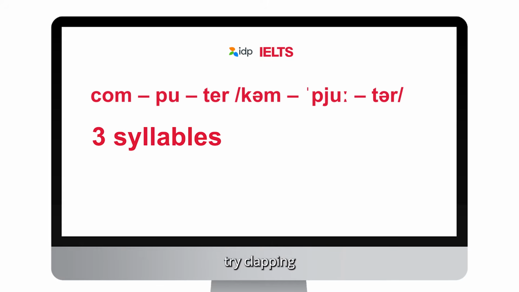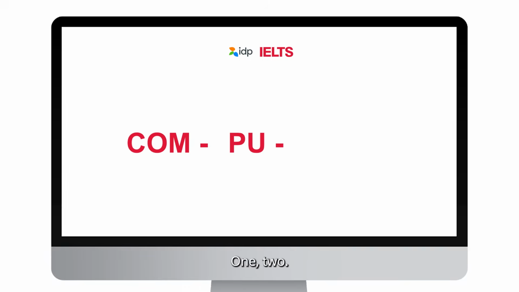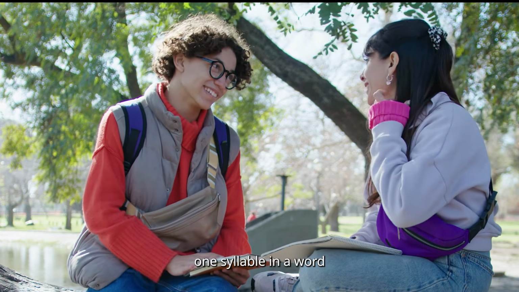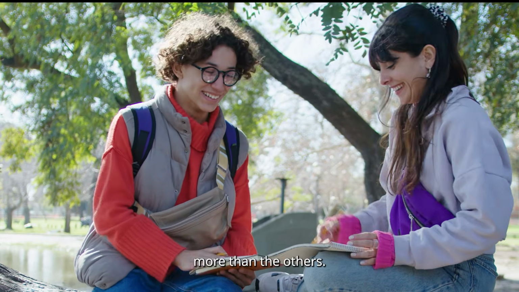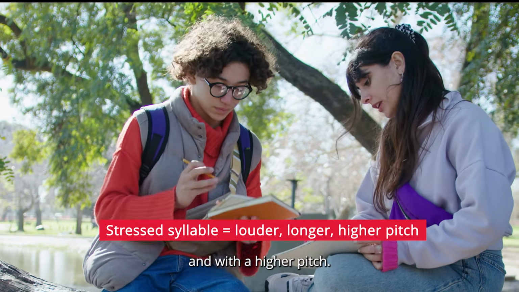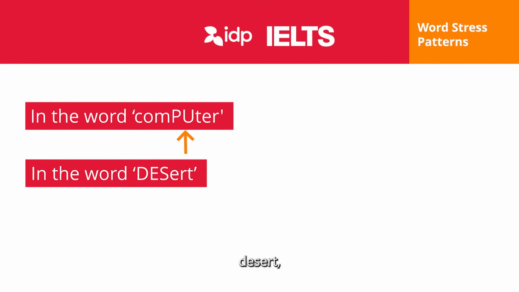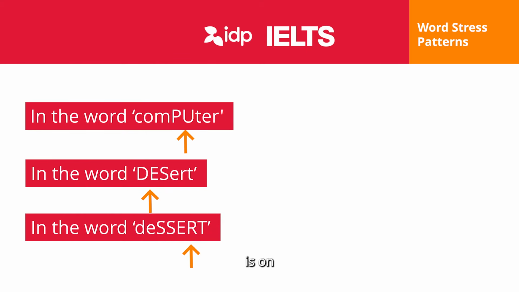To hear the beats, try clapping or tapping your fingers. 1, 2, 3. In English, one syllable in a word is usually stressed more than the others. This means it's said louder, longer, and with a higher pitch. For example, in the word computer, the stress is on the middle syllable, computer. In the word desert, the first syllable is stressed, desert. In the word dessert, the stress is on the second syllable, dessert.